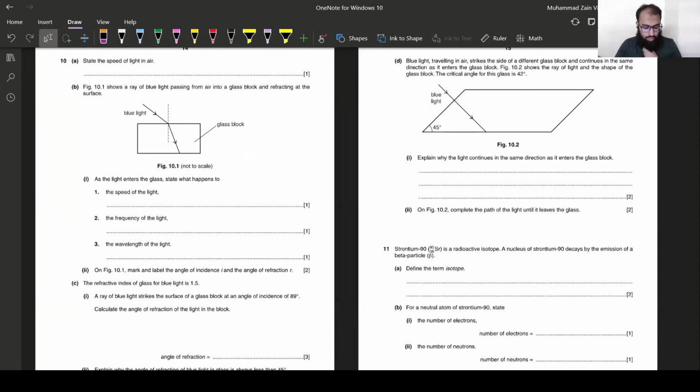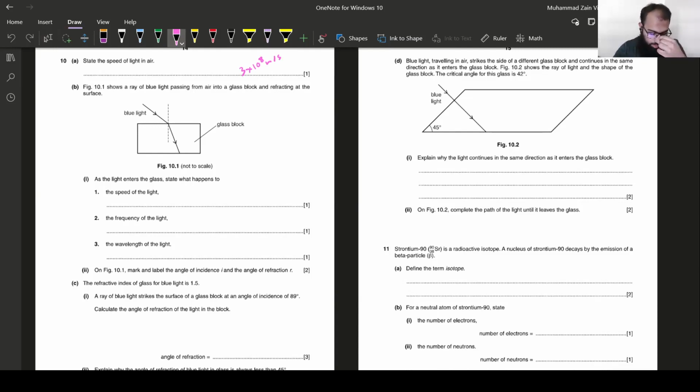So the question is, as light enters the glass, state the speed of light in air. We know the speed of light in air is equal to 3 times 10 to the power 8 meters per second. As the light enters the glass, state what happens to the speed of light, the frequency of light, and the wavelength of light. I've told this earlier that the frequency of light can never change, because once the wave has been produced, the frequency does not change. It only depends on the oscillation of the source. So once the source has oscillated and produced the wave, the frequency can never change.